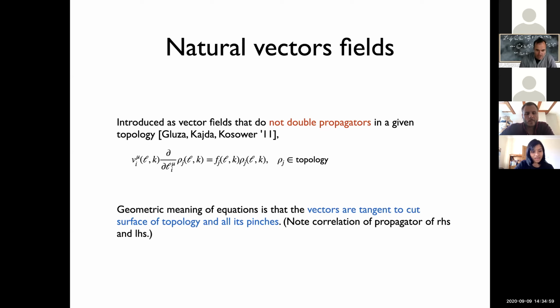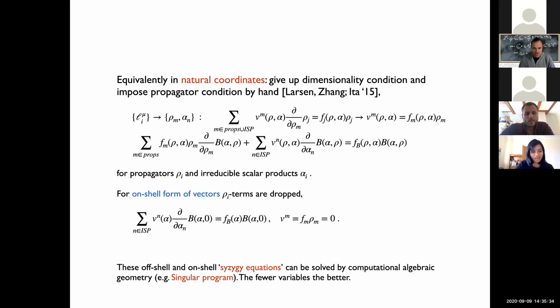And in fact, their geometric meaning is even a bit stronger than that. They're not only tangent to the cut surface, but they're also tangent to the cut surface and all its pinches. So in particular, the index of the propagator on the right-hand side and the left-hand side is the same, which doesn't need to be the case for tangent vectors. So this is a bit of a stronger condition than for tangent vectors only. Okay, so it's interesting to discuss now these vector fields in the Baikov coordinates.